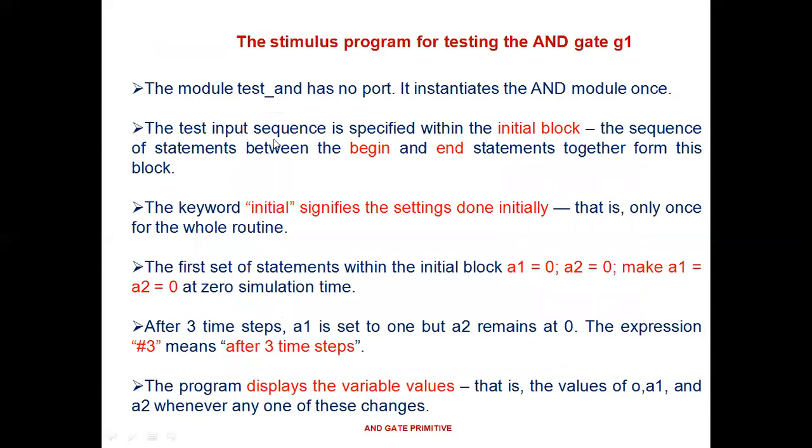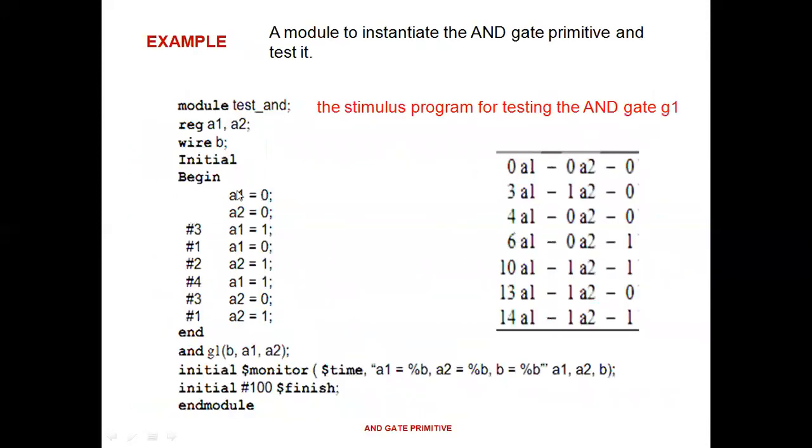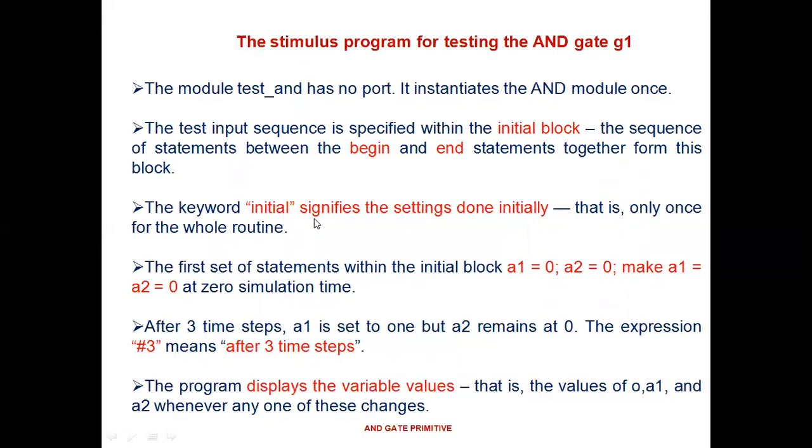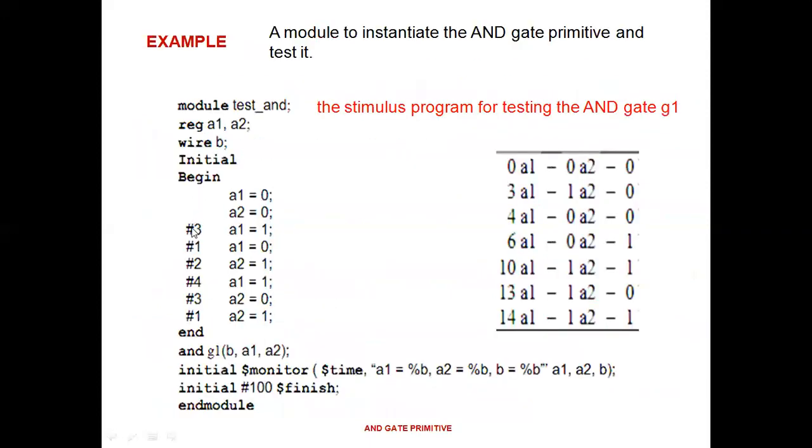Okay. Next, the test input sequence is specified within the initial block. The sequence of statements between the begin and end statements together form this block. So the test inputs we have written here between begin and end, that is inside the initial. Next, the keyword initial signifies the settings done initially, that is only once for the whole routine that we have discussed in the previous example. Next, the first set of statements within the initial block, a1 equal to 0, a2 equal to 0, make a1 equal to a2 equal to 0 at 0 simulation time. That is what we have observed here: at 0 simulation time, a1 is 0, a2 is 0.